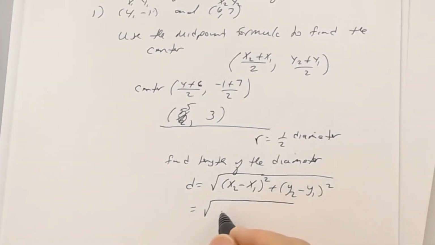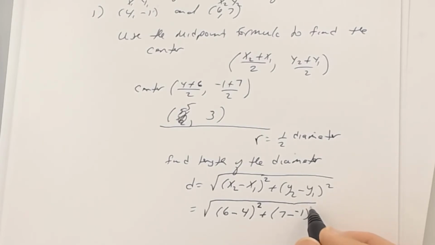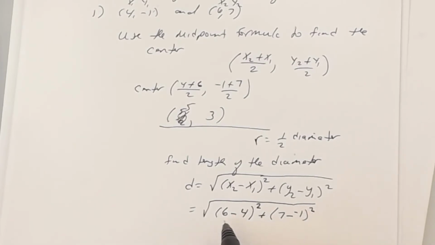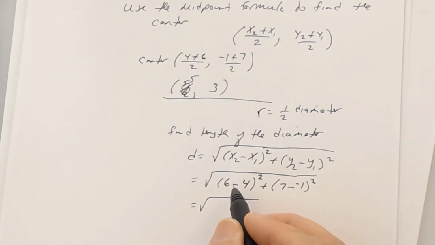All right. What is x2? 6. Subtract x1. What's x1? 4. Whatever that is, I'm going to do what to it? Squared. Plus. What's y2? 7. Subtract y1. What's y1? -1. Whatever that is, I'm going to square. Okay? All right. Square root of. What's 6 subtract 4? 2. So I'm going to get 2 squared, right? Okay, writing that step.